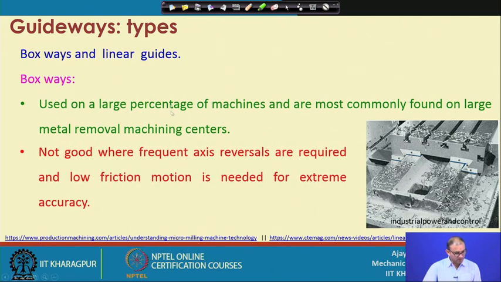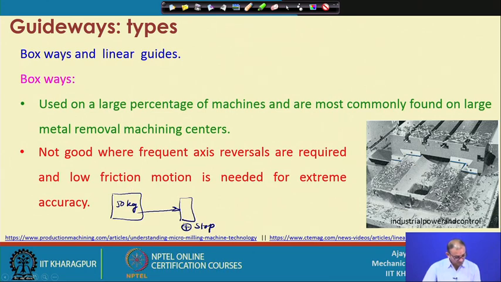But why is it not good for this particular micromachining? Because it is not good where frequent axis reversals are required and low frequency motion is needed for extreme accuracy. Everything depends on the inertia. Now, if you consider that you are moving one object of 50 kg in this direction and suddenly you want to stop it at this location, it will not stop because it has inertia, and that weight is very high.